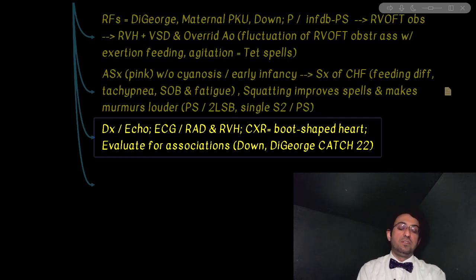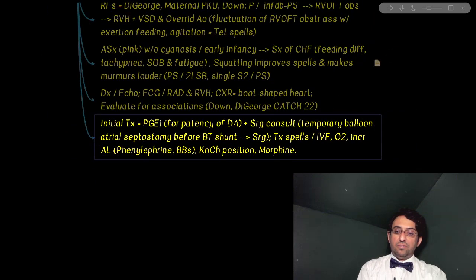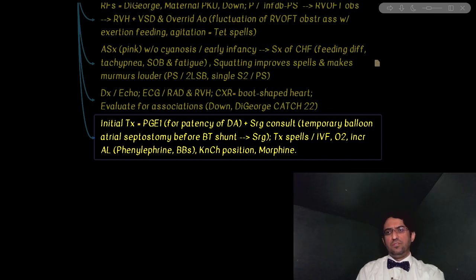Evaluation for associated conditions such as the risk factors, Down, DiGeorge's, CATCH-22 findings, and possible complications. Now, what is the recommended management for acute TET spells? The urgent intervention is to do whatever we can to increase the systemic vascular resistance so that the shunting from right to left is decreased and the flow across the pulmonary artery is improved.